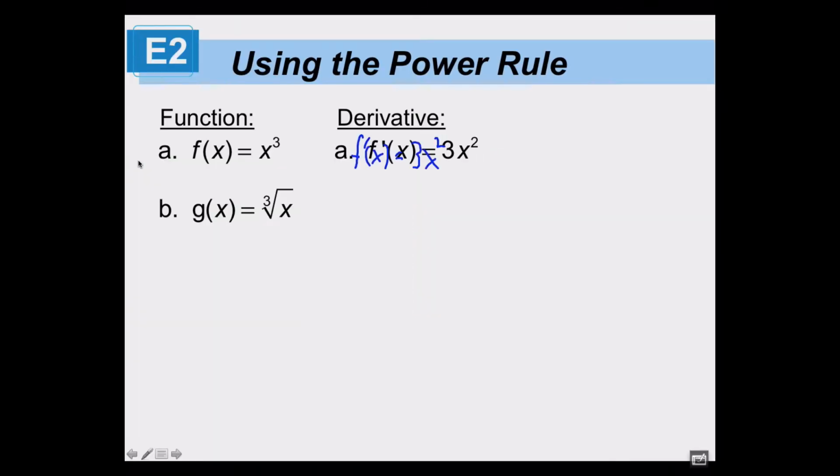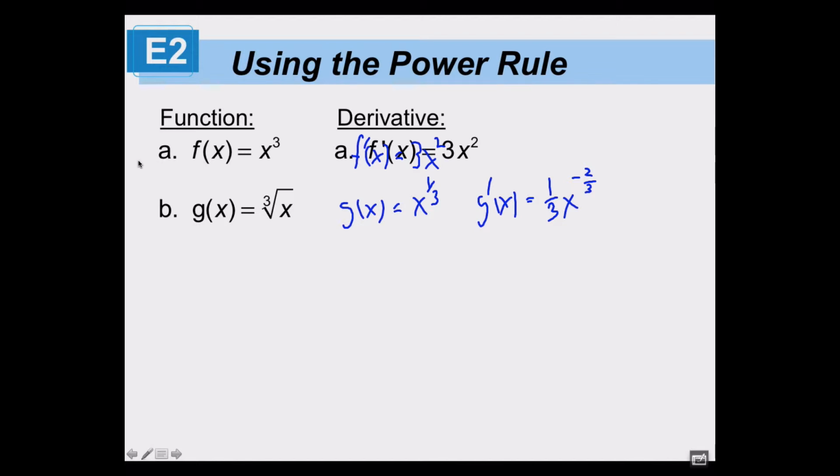What's the derivative of the cubic root of x? g prime of x is equal to... A lot of blank stares. Hold on. Let's do something first. Let's rewrite g of x. What would be a logical way to rewrite g of x? x to the 1/3. Hot diggity. Now, what's g prime of x? 1/3 x to the negative 2/3 power, because 1/3 minus 1 is negative 2/3.